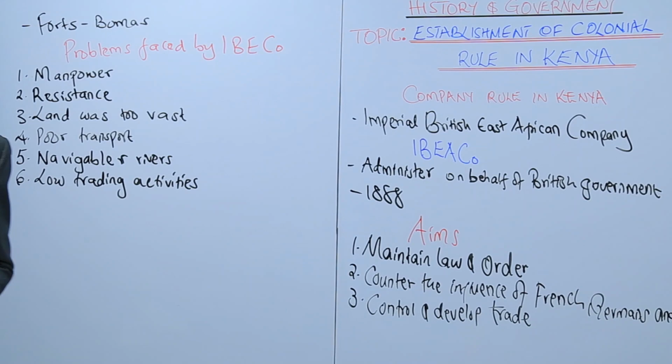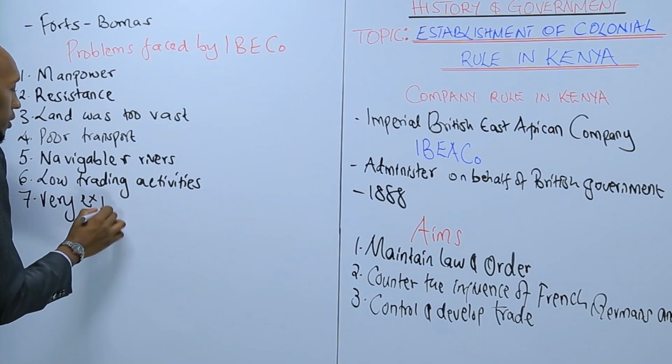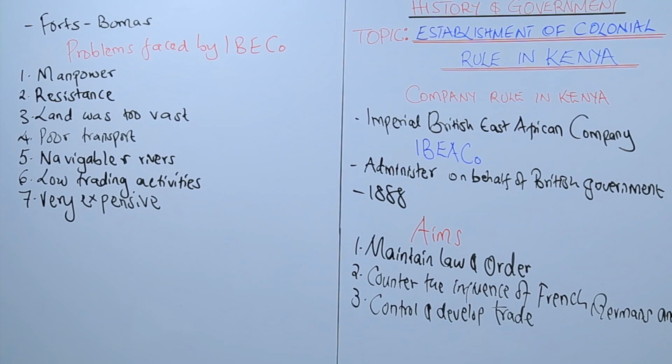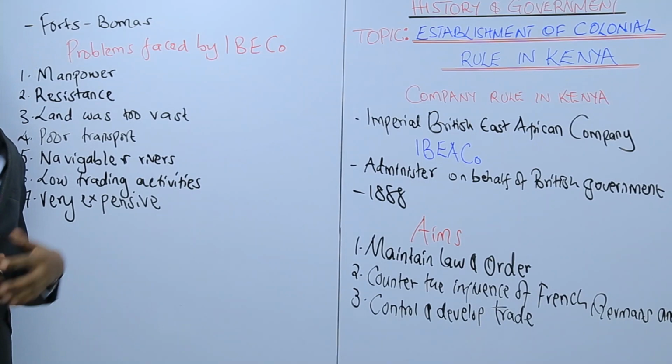And then lastly, the last problem that they faced was that it was very expensive to maintain the territory. And all the administrative centers they had created, they needed a lot of leaders. They needed a lot of administrators in this territory who were supposed to be paid. So that became very expensive on the part of the company.